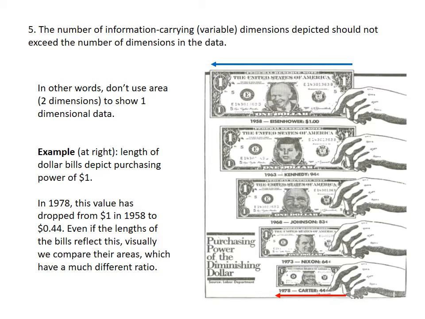So it really gives this impression that the value of a dollar, even though it says 44 cents, the visual impression is that the Jimmy Carter dollar, or in 1978, a dollar is worth much less than 44 cents. It looks like it's worth about a quarter, or maybe even less than that.